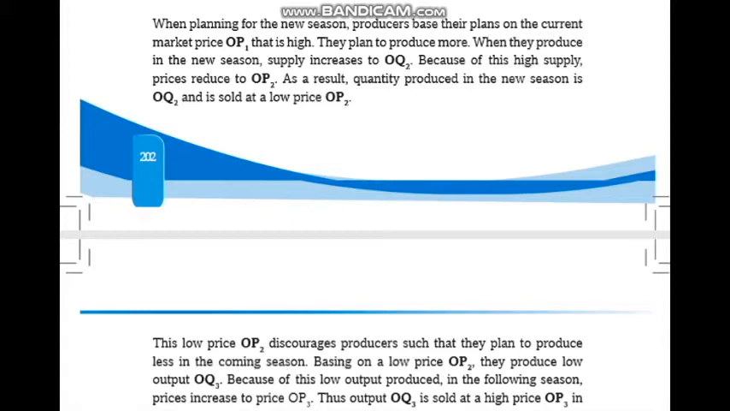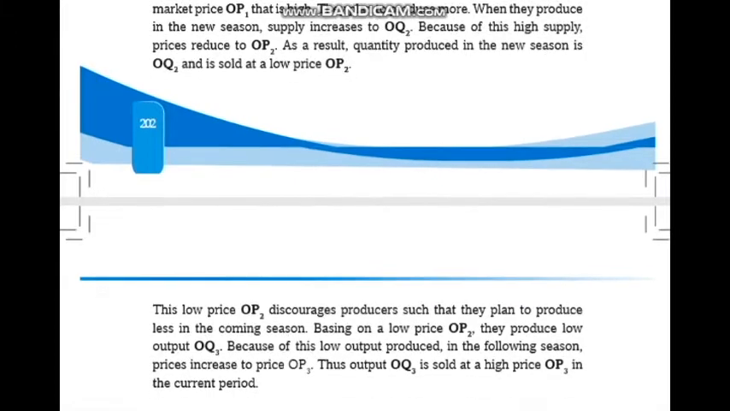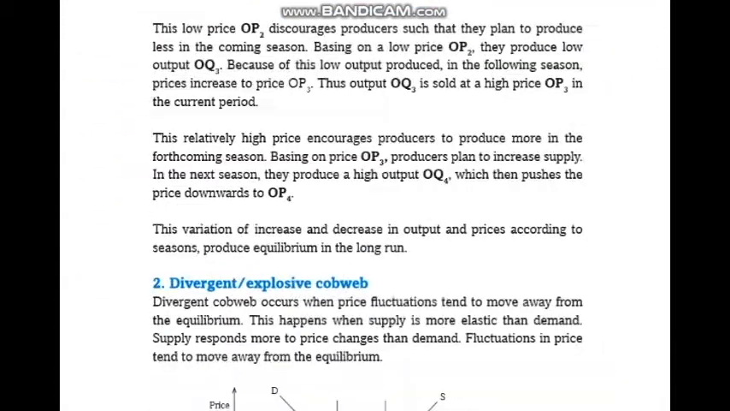They plan to produce more. When they produce in the new season, supply increases to OQ2. Because of this high supply, prices reduce to OP2. As a result, the quantity produced in the new season is OQ2 and is sold at a low price OP2. So this low price OP2 discourages producers, such that they plan to produce less in the coming season.